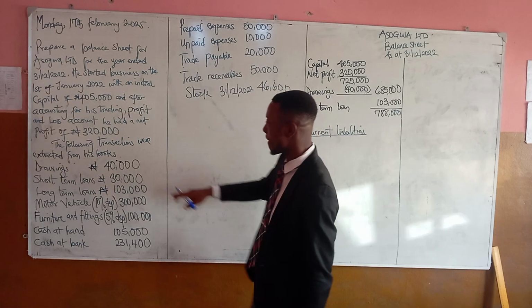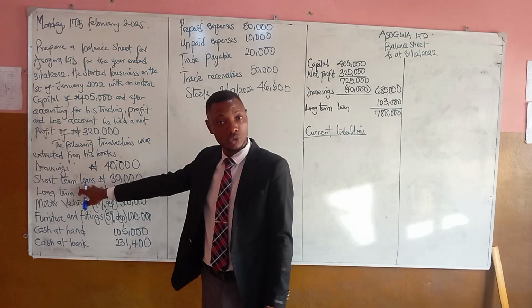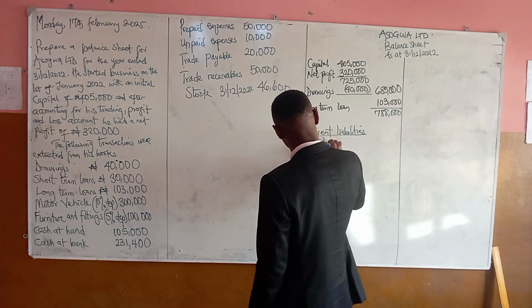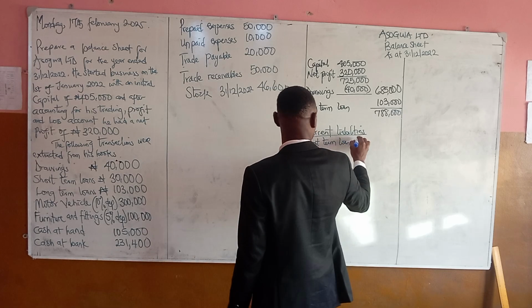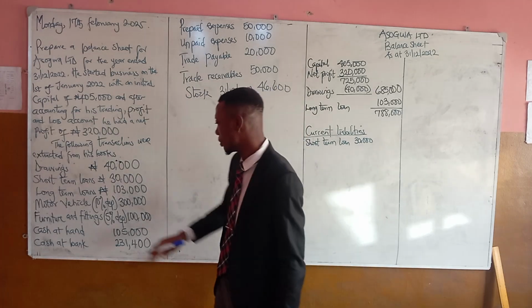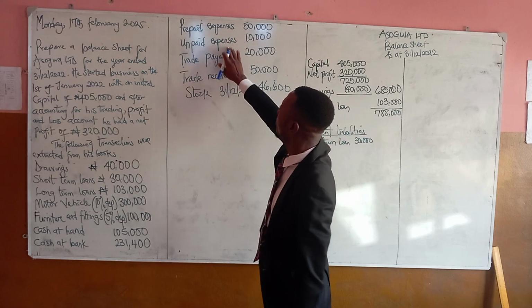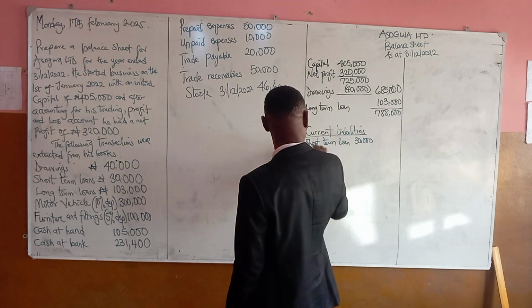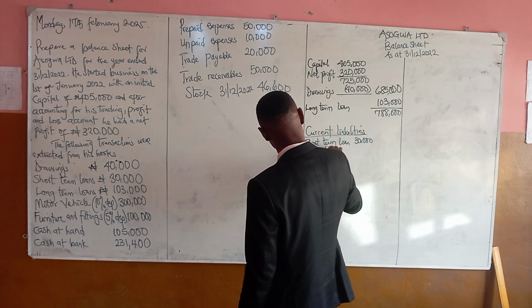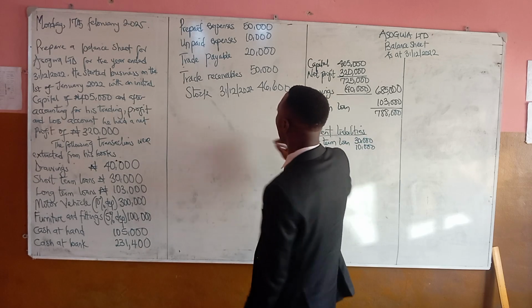No. We have short-term loans, right? Yes. So short-term loans comes short. 20,000. How much? 30,000. What else? Unpaid expenses. Unpaid expenses is how much? 10,000. Now we also have one.